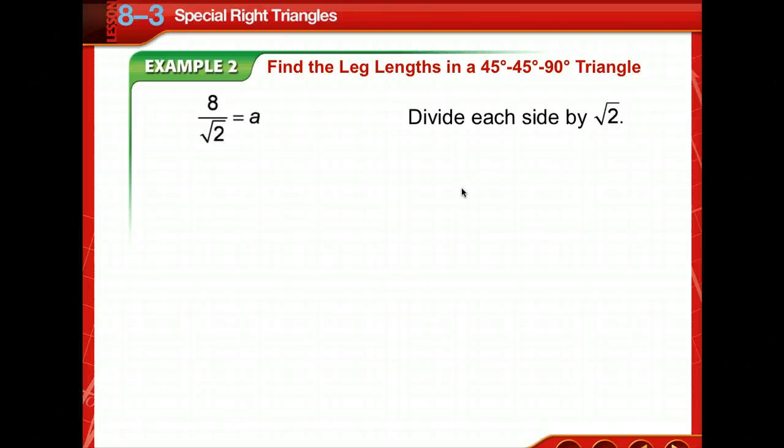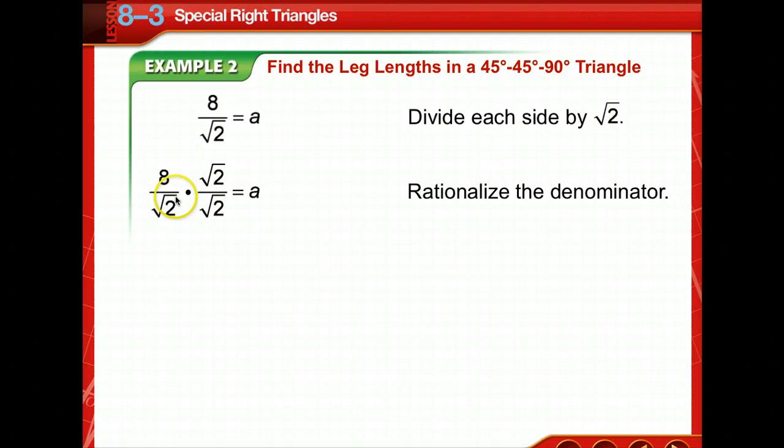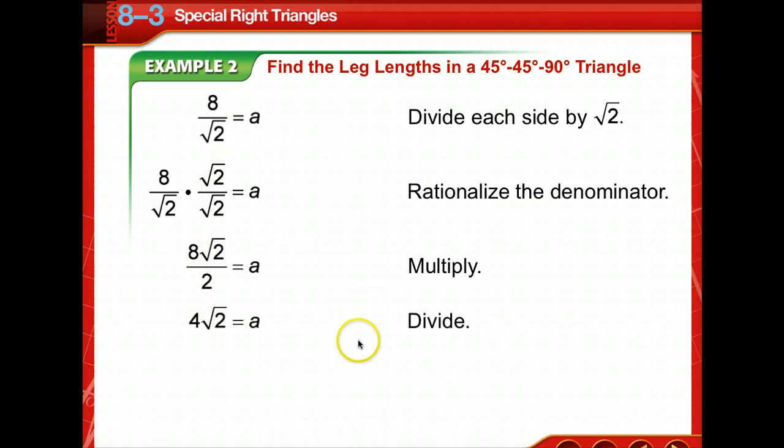Now we're going to divide both sides by the square root of 2. Then we have to rationalize the denominator. We've got to get rid of the radical that's in the denominator. We do that by multiplying by the same thing that's there, whatever's under the radical. So there's a square root of 2 here, so we're going to multiply it by the square root of 2 over the square root of 2. Whenever you multiply by 1, it doesn't change your original expression or equation. So we have 8 square root of 2 over 2, and then 8 divided by 2 is 4. So a is 4 times the square root of 2.